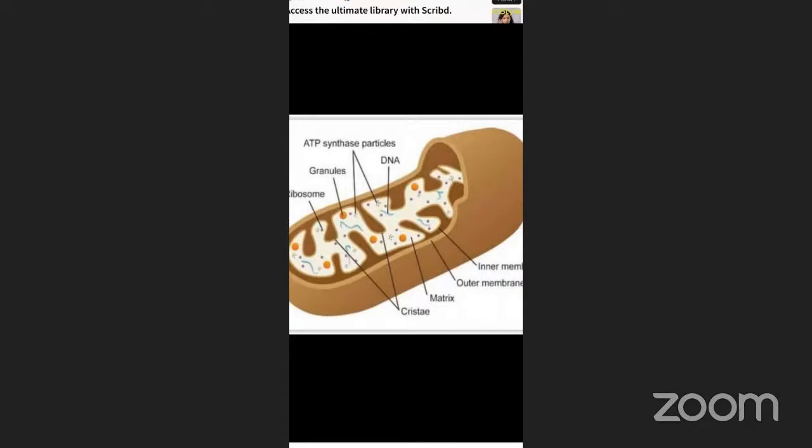So another one is the plastids. The term plastids was coined by Schimper. They occur commonly in eukaryotic plants and they may be colorless or colored.